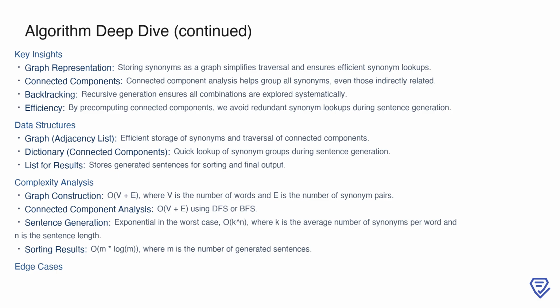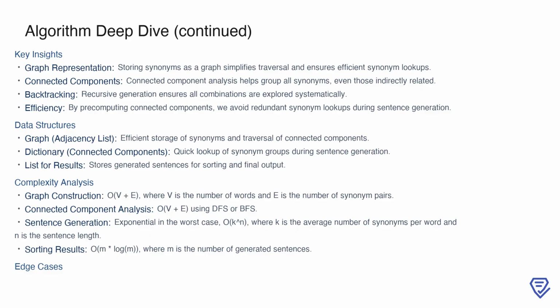Connected component analysis groups all synonymous words together, even when they are indirectly related. Backtracking guarantees that all possible sentence combinations are explored systematically. By pre-computing connected components, we avoid redundant computations during sentence generation. The primary data structures used include an adjacency list for the graph, a dictionary for connected components, and a list to store the generated sentences.